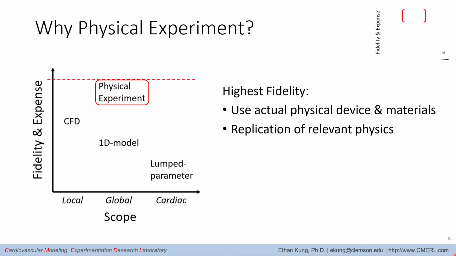The major advantage of using a physical experiment is that you can physically include the actual device or materials that you want to study in the experiment. And so this allows you to directly investigate their interactions and be able to capture the relevant physics.